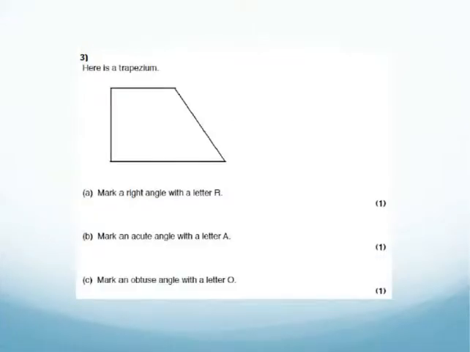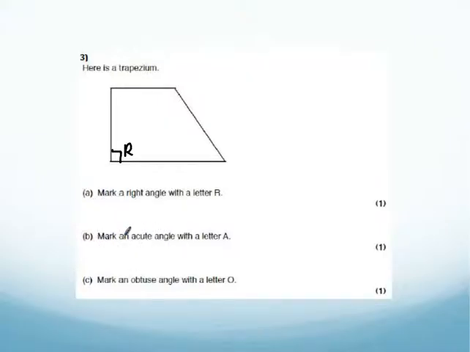Okay, next question. So here is a trapezium. We want to mark a right angle with a letter R. So there are a couple here. I could mark this as a right angle, or I could mark this as a right angle. Please make sure you actually mark the angle itself.